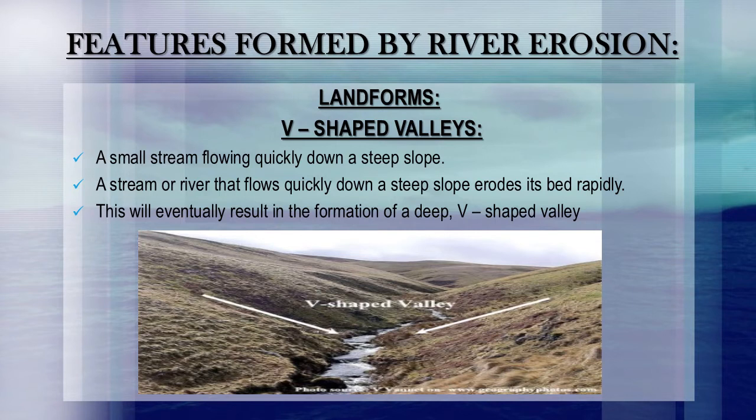Our first heading for today is features formed by river erosion. The first feature is landforms, and it shows V-shaped valleys. What are V-shaped valleys? They are formed by a small stream flowing quickly down a steep slope. A stream or river that flows quickly down a steep slope erodes its bed rapidly, and this will eventually result in the formation of a deep V-shaped valley.